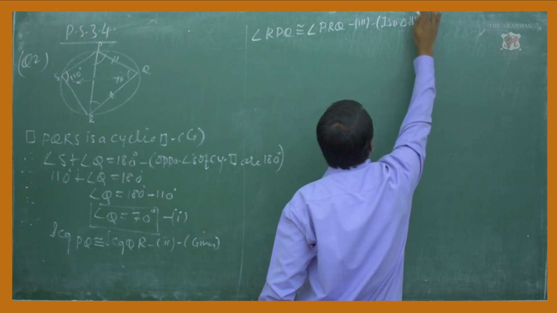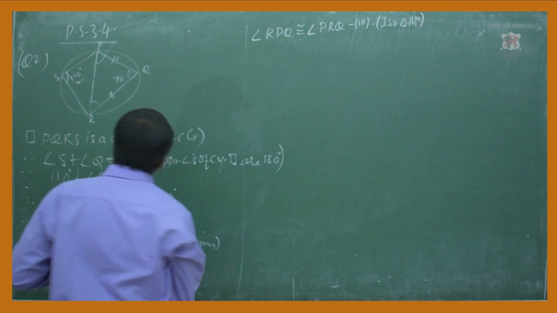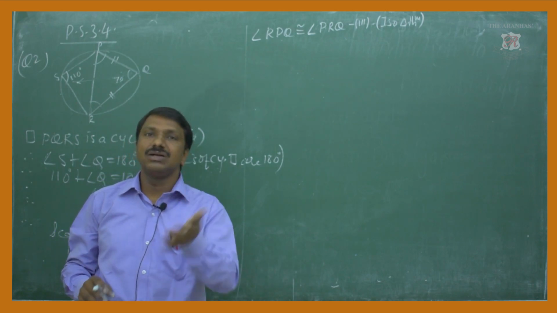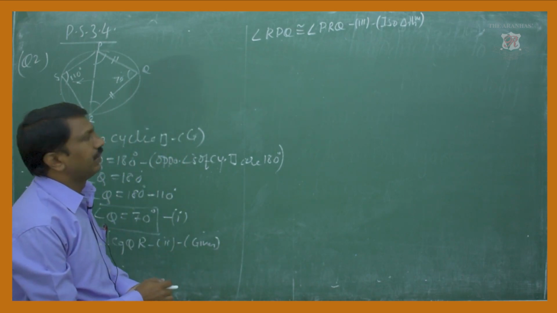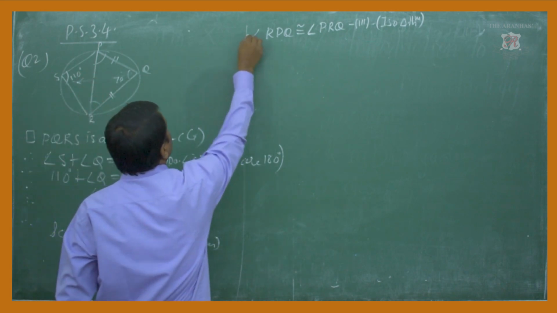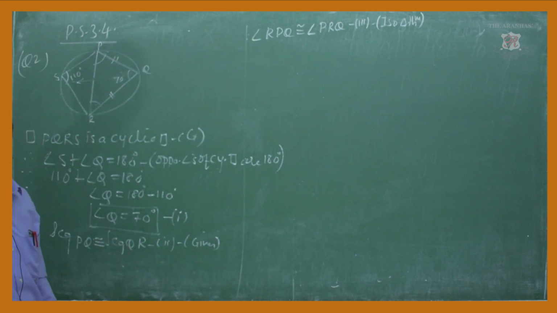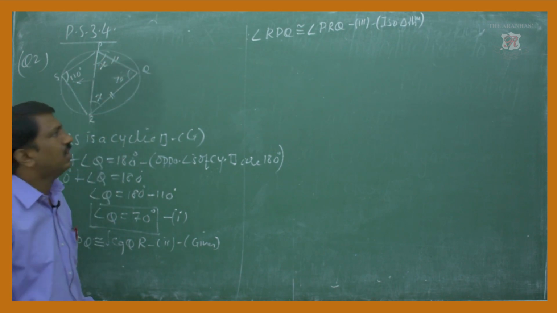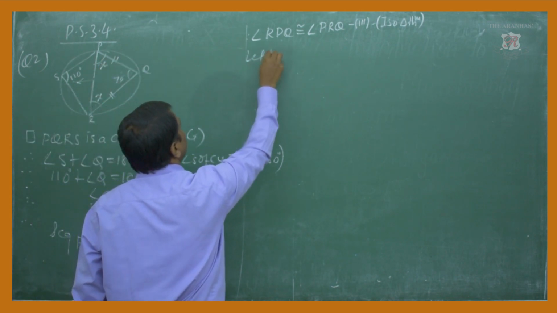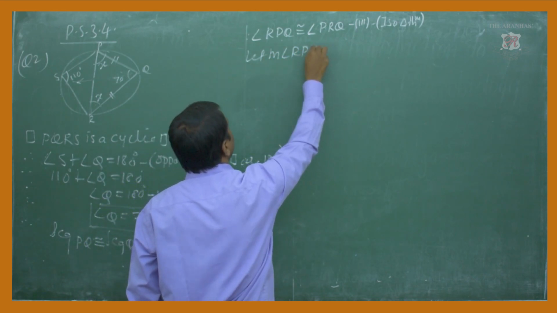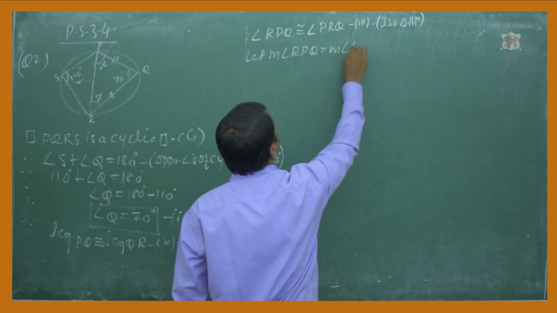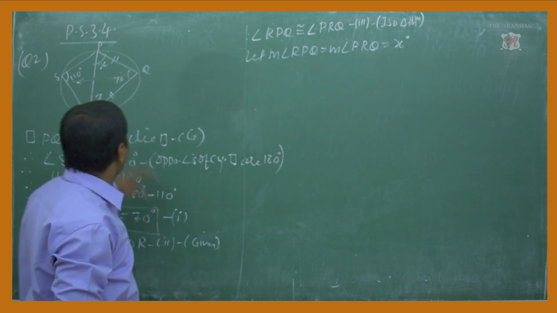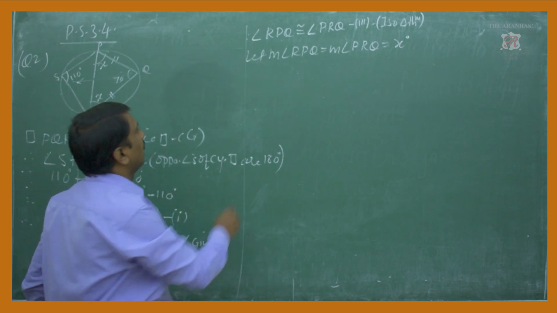By the isosceles triangle theorem, when two sides are congruent or equal, their opposite angles are also equal or congruent. So these two angles are congruent. We don't know the measurement, so let us suppose it is x. Let the measure of angle RPQ equal the measure of angle PRQ, which equals x degrees. Now we will use the angle addition property.